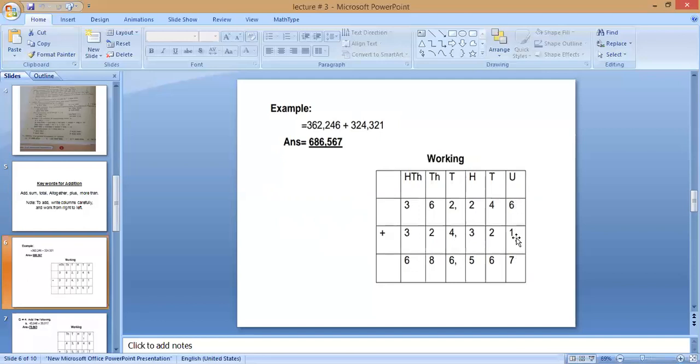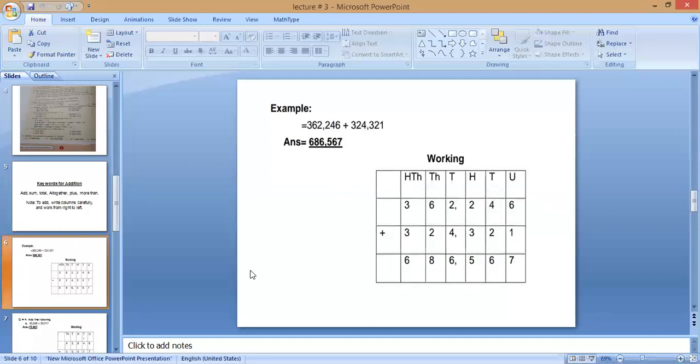6 plus 1 is 7. 4 plus 2 is 6. 2 plus 3 is 5. Put comma. One's house is completed now. 2 plus 4 is 6. 6 plus 2 is 8. 3 plus 3 is 6. This is your answer. You will write your answer here. Is it clear, students? It's a very easy question.